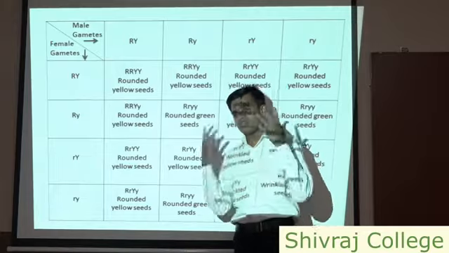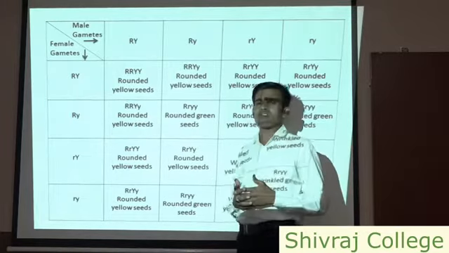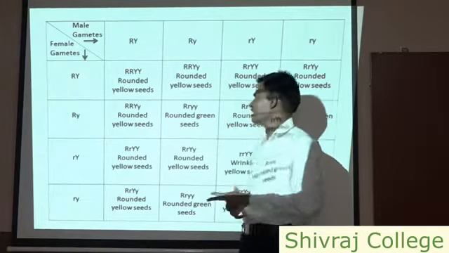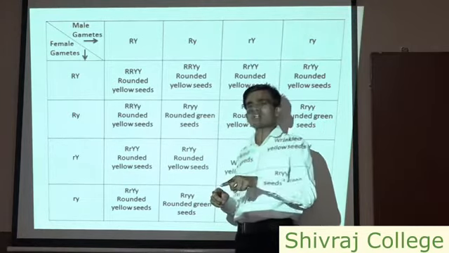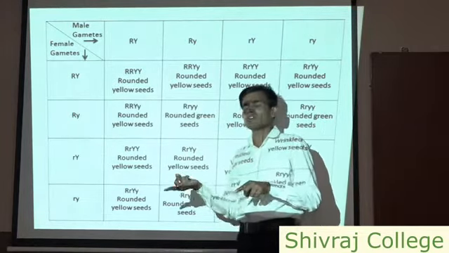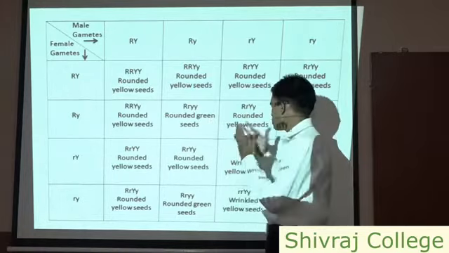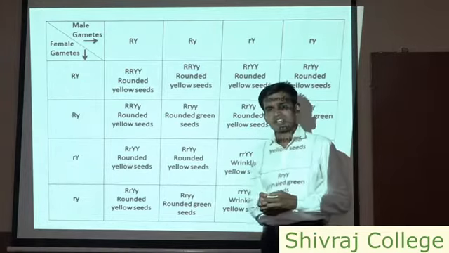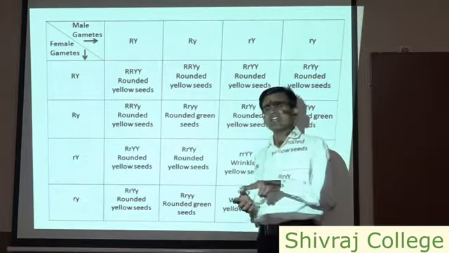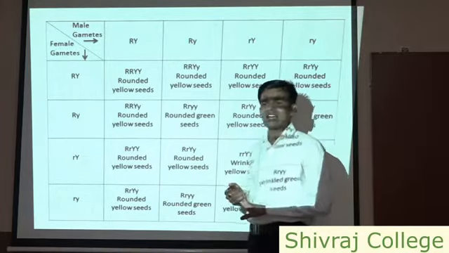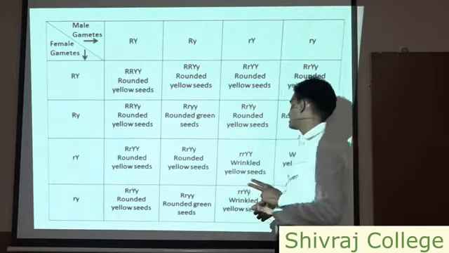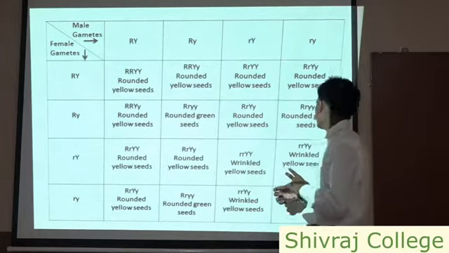We know the first parents had two phenotypes, that is round shaped yellow colored seeds crossed with wrinkle shaped green seeds. This plant is also obtained in the second generation. But in the second generation, two new combinations arise.